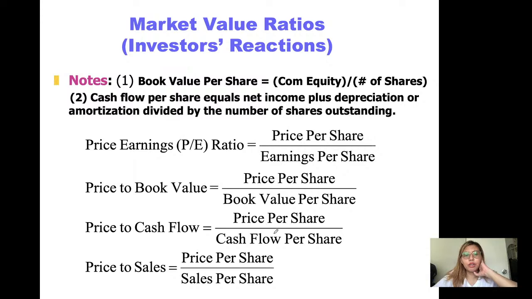Next is the market value ratios. So, this one, note that the book value per share is common equity divided by the number of shares. So, the cash flow per share equals net income plus depreciation or amortization divided by the number of shares outstanding. So, price per share, nako-compute naman yan.